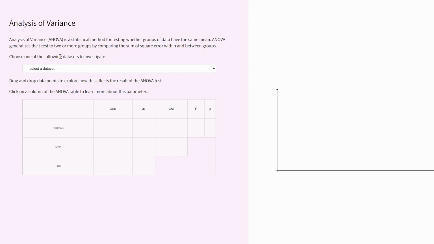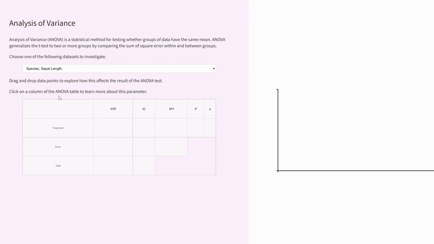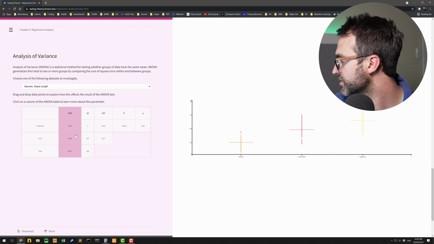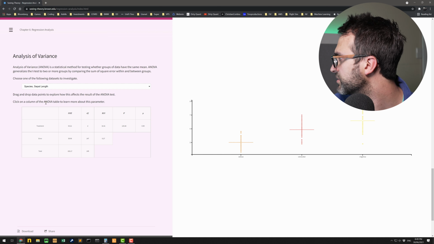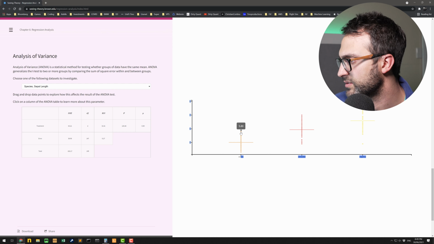Analysis of variance, ANOVA. Oh, this just takes me back. I don't really do this much in real life, well, I don't anyway. It tests whether groups of data have the same mean. Let's have some data. We all love a bit of the iris data set. I guess it's like an F probability, treatment, error, total. Drag and drop data points and explore how this affects it.